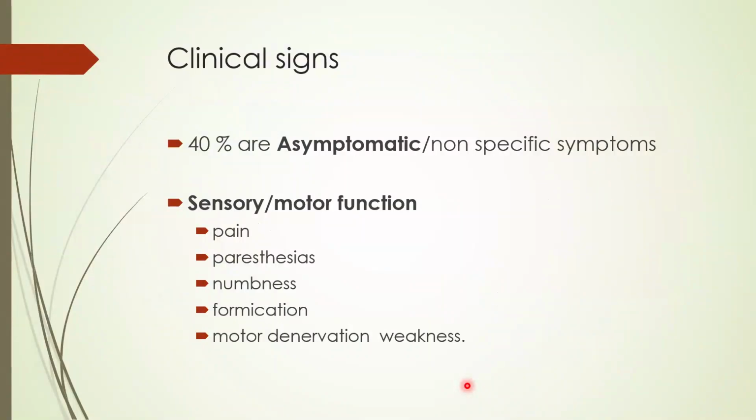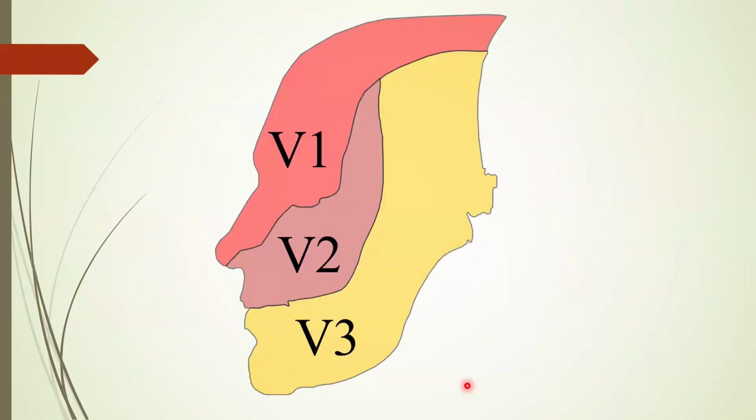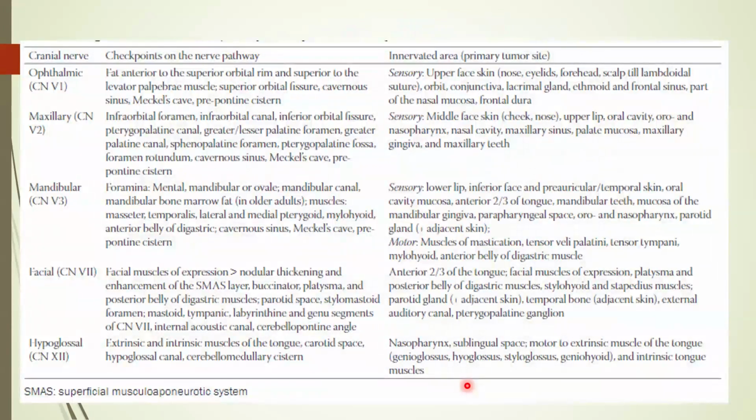What are the clinical signs of perineural invasion? So 40% are generally asymptomatic, and you do not know whether perineural invasion is present. You just detect it after surgery. If symptoms are there, they can be both sensory and motor. Sensory in the form of pain, paresthesia, numbness, and motor in the form of denervation weakness. So generally we can see the findings along where the nerve supplies, or the dermatomes. So if the ophthalmic branch or the maxillary or the mandibular nerve, which supply the various parts of the face, are involved, you can see different sensory weakness.